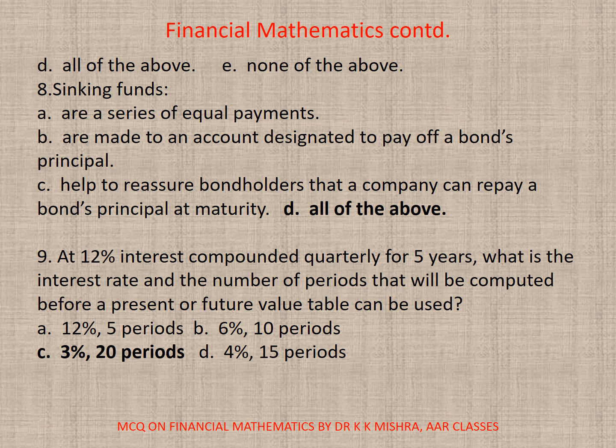9. At 12% interest compounded quarterly for 5 years, what is the interest rate and the number of periods that will be computed before present value or future table can be used? So if you calculate, here you will find C as the correct answer, 3%, 20 periods.